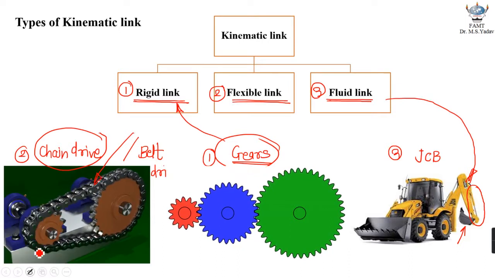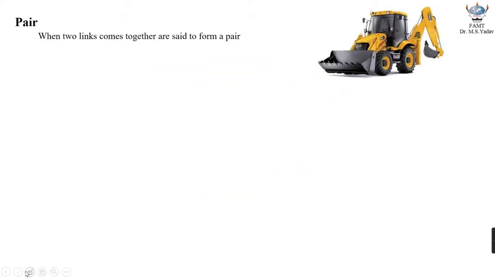Now, with this discussion, let us move on and try to understand what we exactly mean by pair. When two links come together, they are said to form a pair. Once again, please pay attention to the same practical example. What you see right over here is the arm of a JCB, and what you see right over here is basically the bucket. Now, both of them are basically part of a machine, right? And both are pinned to each other at this particular point.